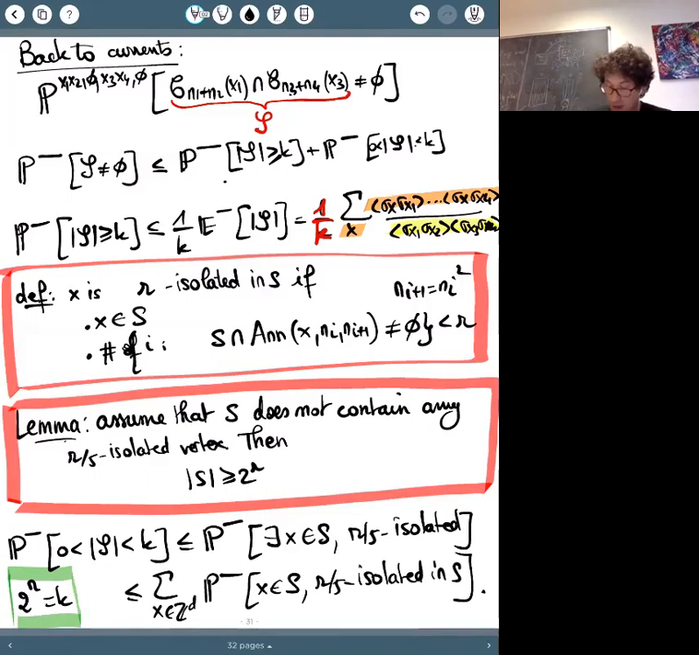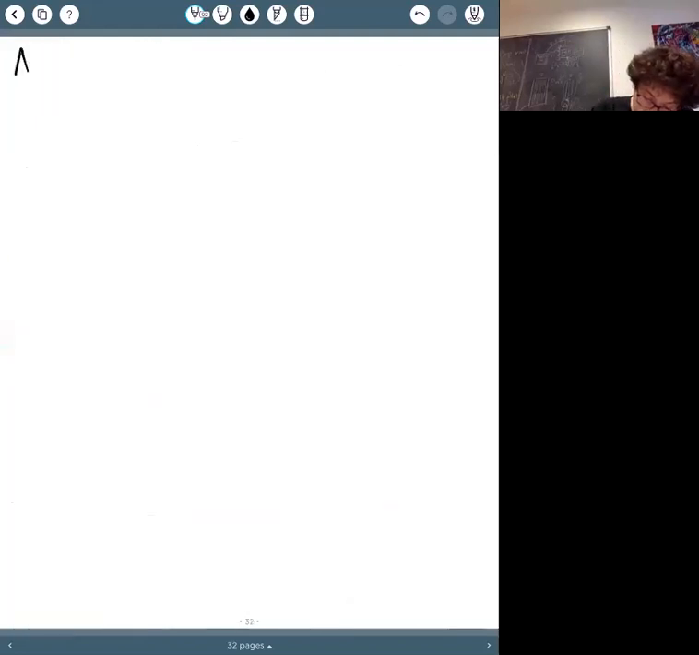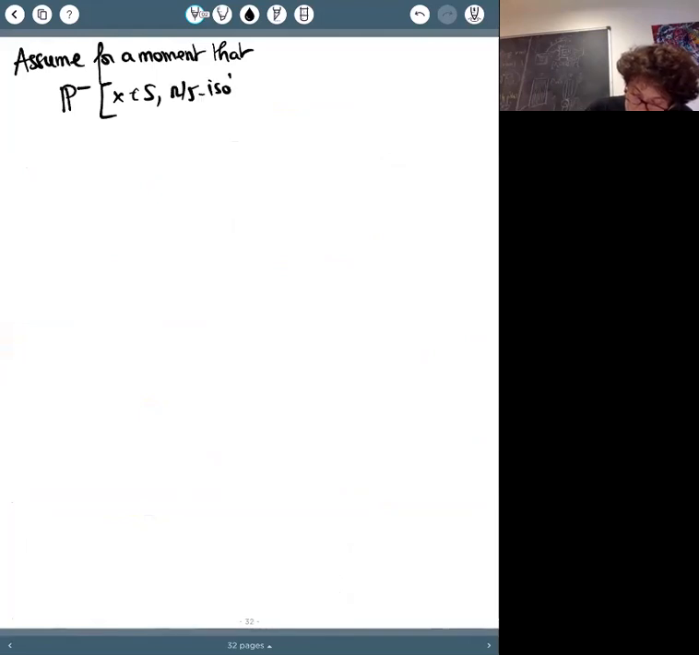Okay? So now, if I can prove that for some R, which is not too small, the probability of being R-isolated is small, then I will have this sum. So now assume for a moment that the probability that X belongs to S and X is R over 5 isolated is smaller than epsilon times the probability that X belongs to S. Let's assume that for a moment.